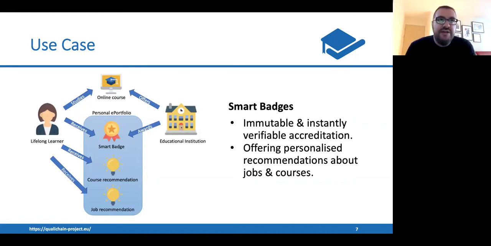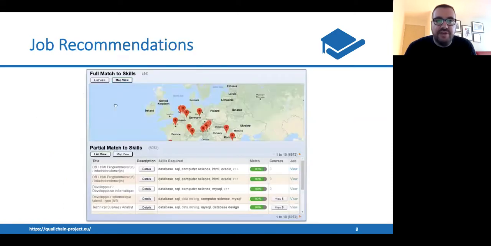To do that, on smart badges we store the key skills that someone has acquired, which are then mined, and then recommendations are provided to learners about what to study next and where to apply, which positions are suitable for them. So in this mockup, you can see some recommendations that we aim to offer to learners.